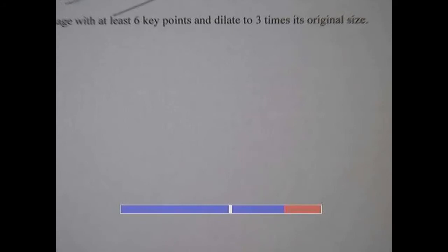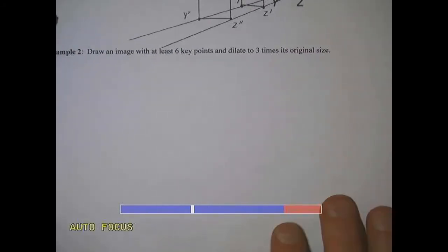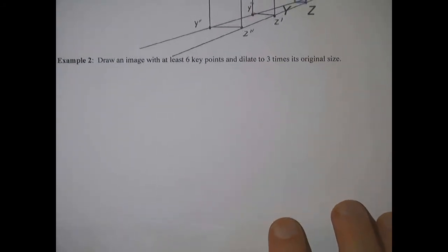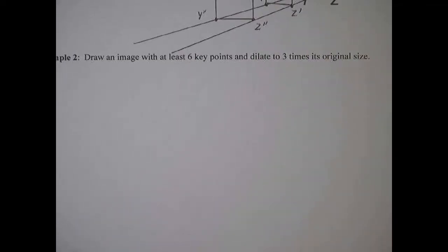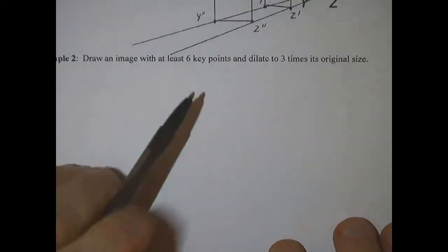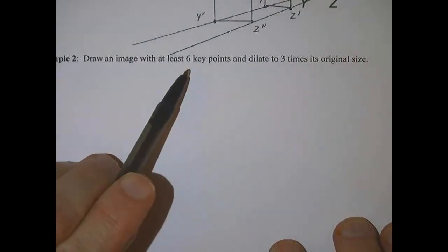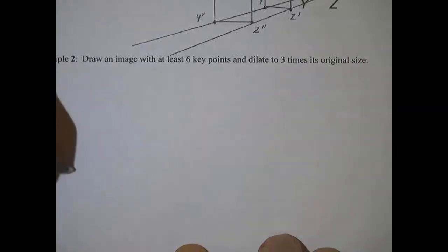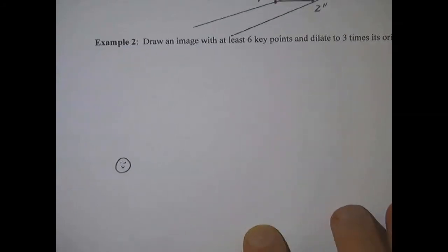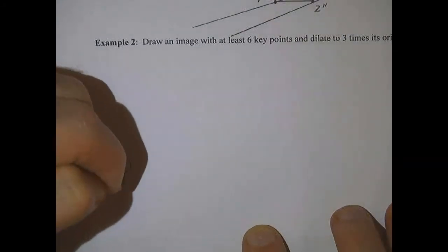All right, now we're going to do something that's a very free activity. And that is, you're going to draw your own image. It can be a block letter of your initials. It can be anything you want. I'm going to make a stick figure. Okay, so I'm going to make a stick figure that has at least 6 key points, and then I'm going to make it 3 times as large. So I'm going to make it down here. So here's my stick figure. Very simple. I'm not an artist.